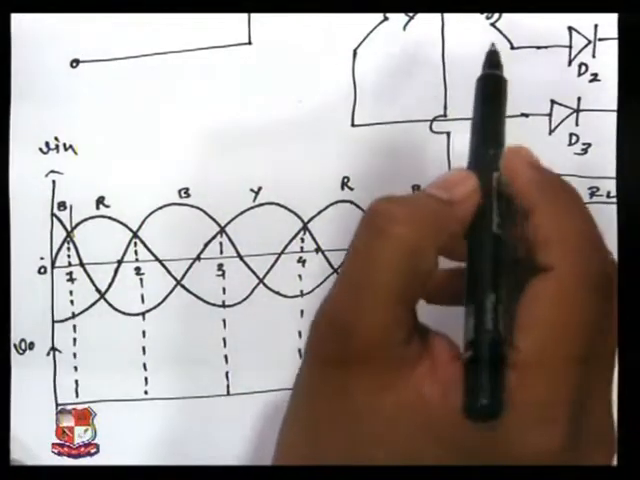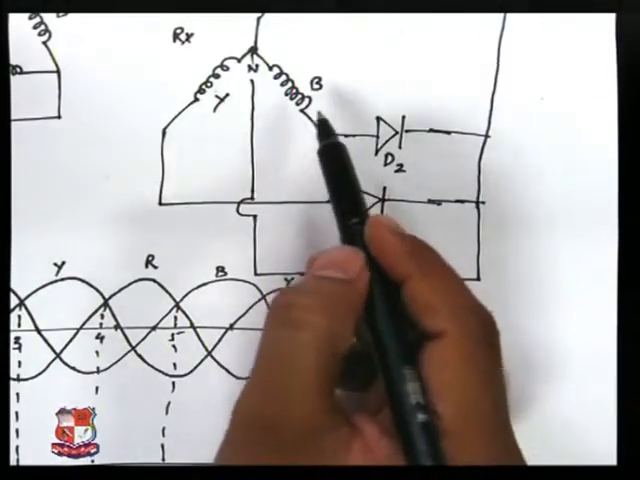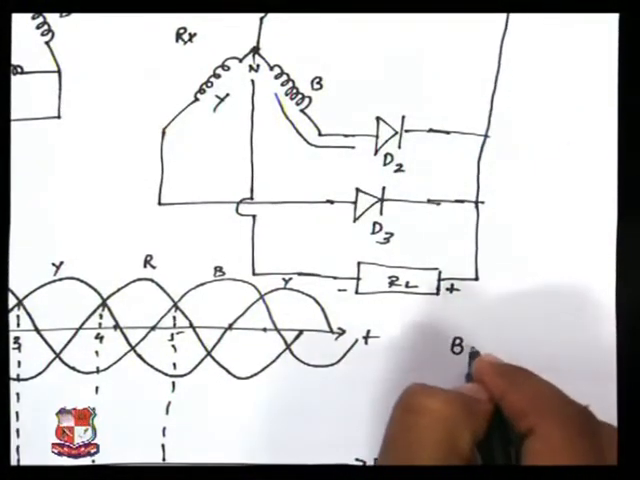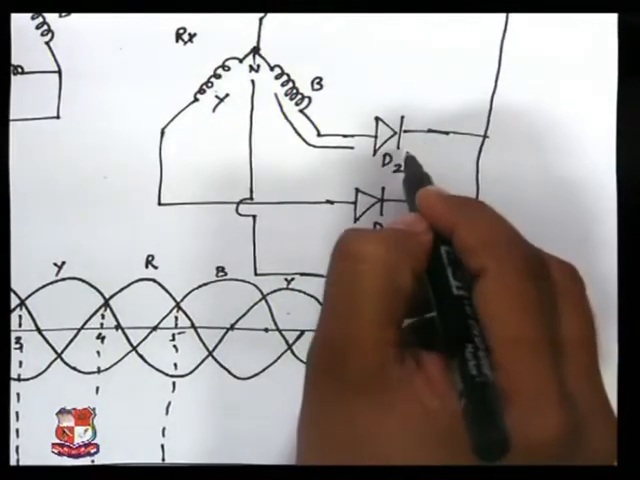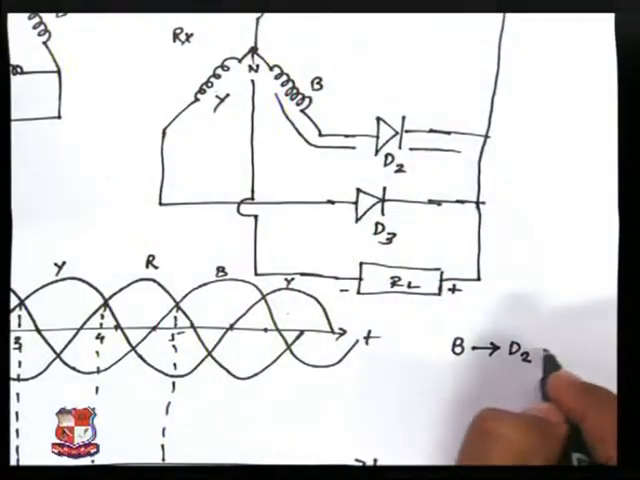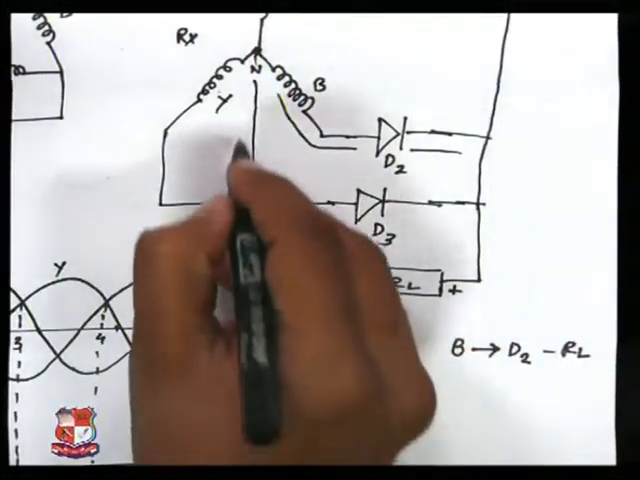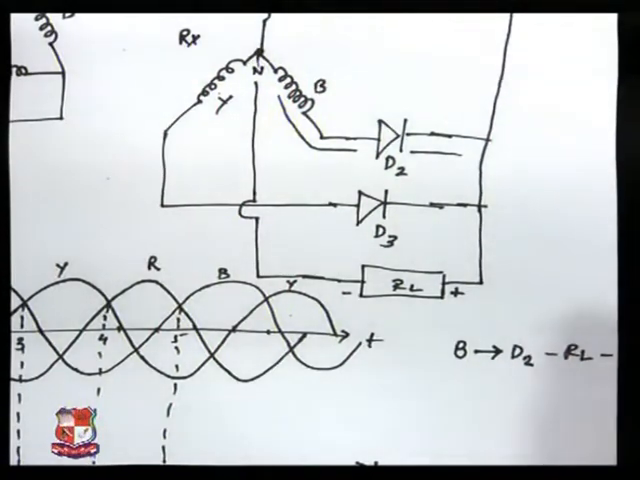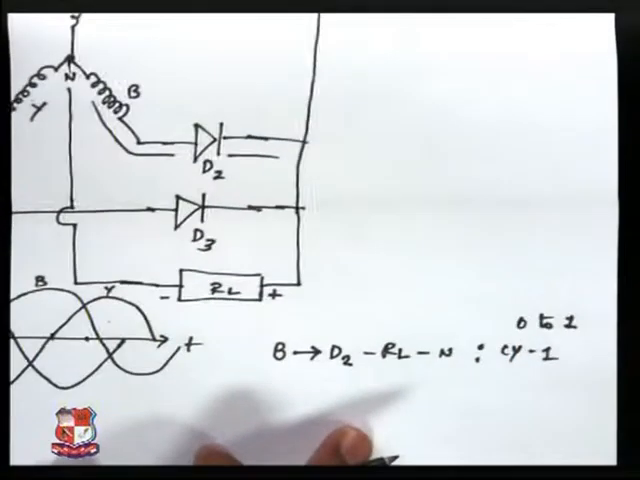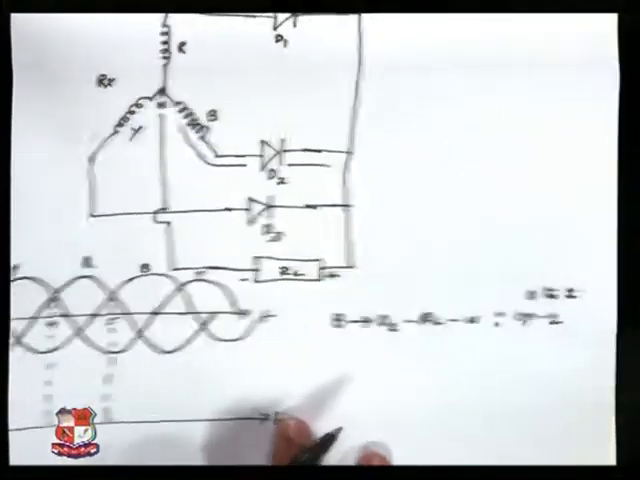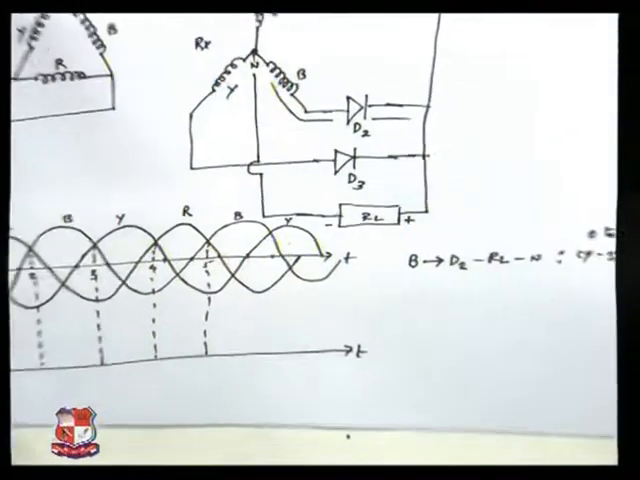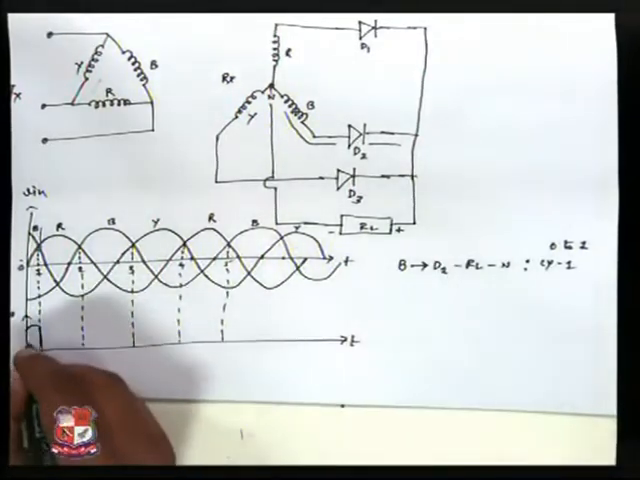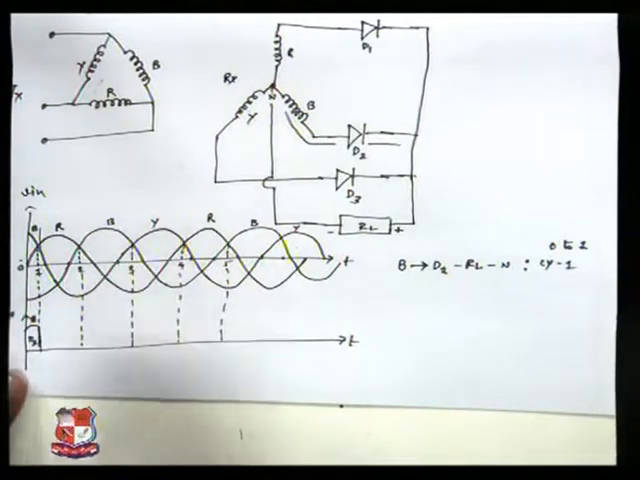So now our current starts from here, from phase B to D2. So starting from phase B, then flowing through D2, then RL and neutral. So this is our cycle 1, or you can say the instant 0 to 1. The diode responsible is D2 and the responsible phase is B.